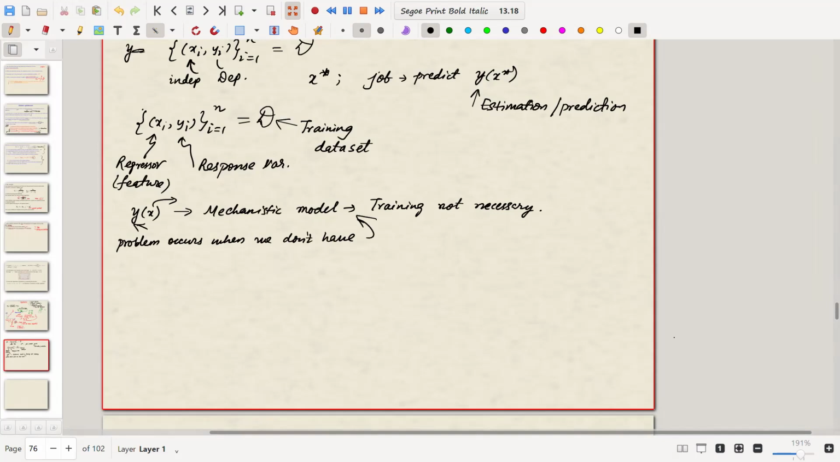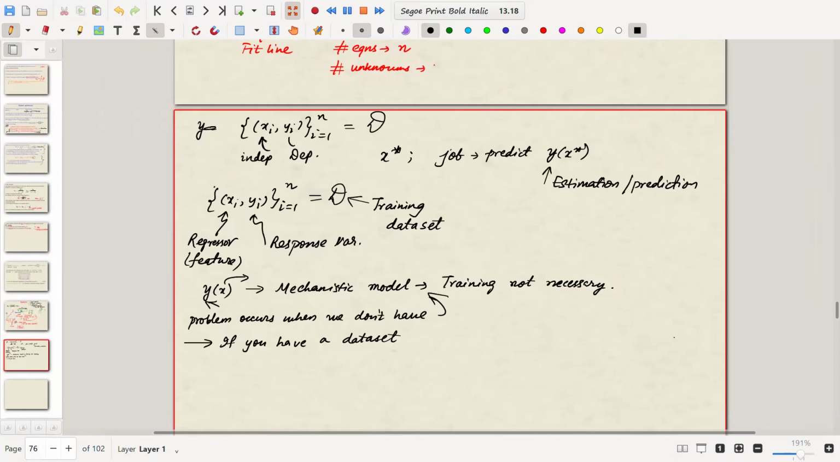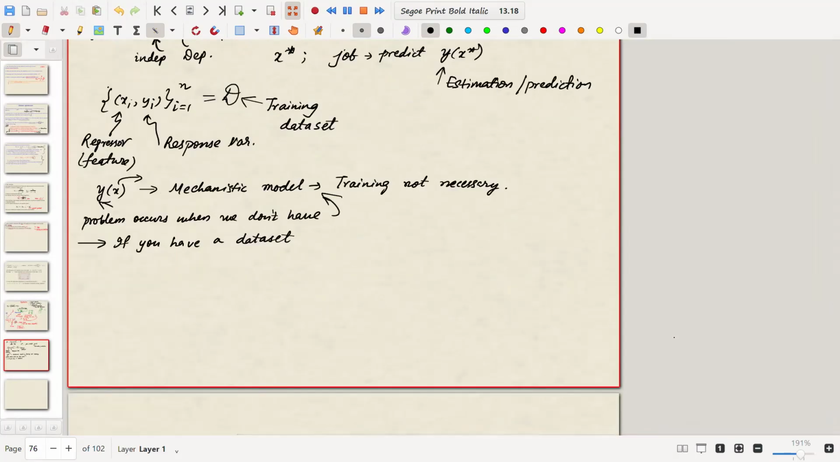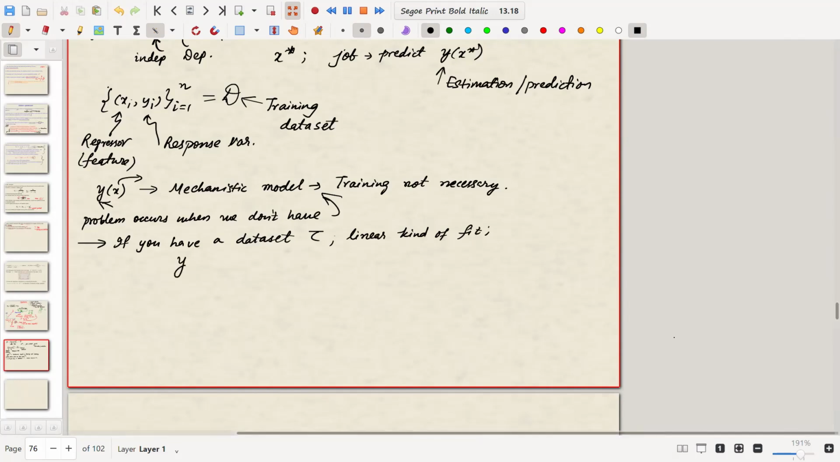So if you have a data set, this is something like a bit of an insight into regression. You will see a bit of statistics here, but we will not go deep into it. If you have a data set, say tau or t, and it has a linear kind of fit, then we might think of a linear relationship. That is how it should look: theta naught plus theta 1x plus the error term.